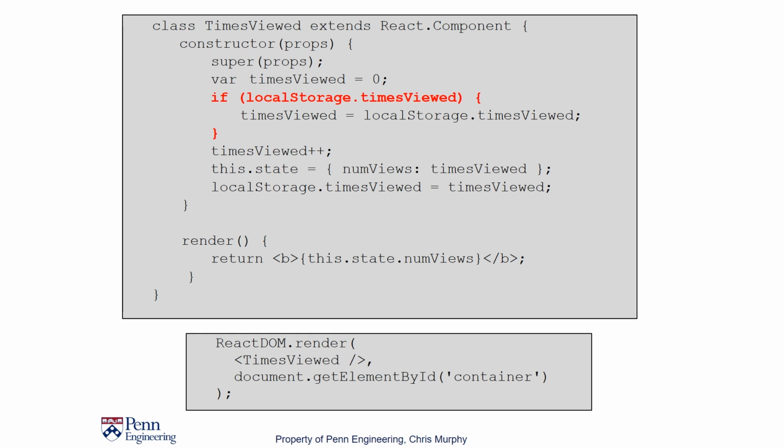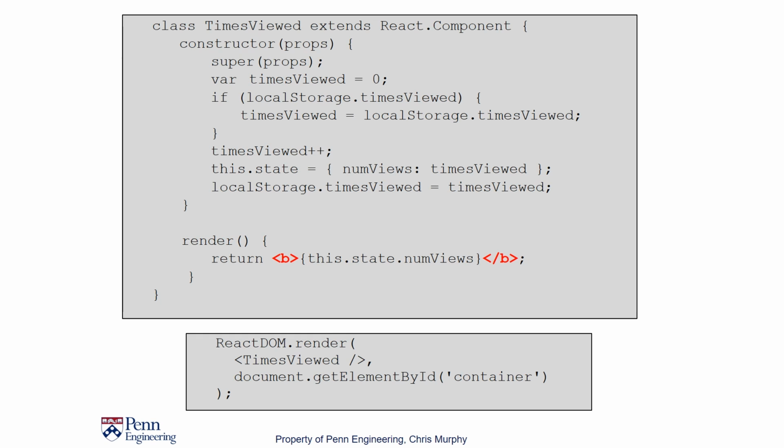If local storage has a property called timesViewed, then we will set our local timesViewed variable to that value. If it doesn't have a timesViewed, then timesViewed will still be 0, so that when we increment it here, we're incrementing it either to 1 if it's the first time, or incrementing whatever its previous value was. Now here's the most important part of this example, setting the state of this component. We use this.state to access its state, and we set it to this object where we have the property numViews in the variable timesViewed. Last, to make sure this works, for the next time we open this page, we need to update local storage.